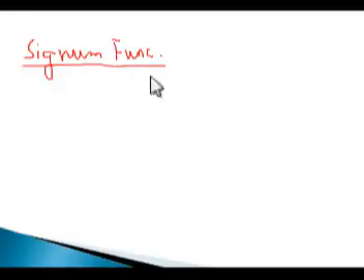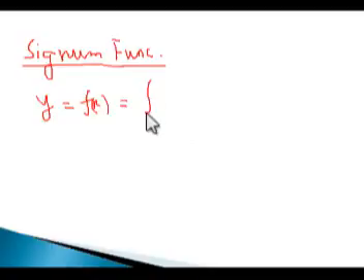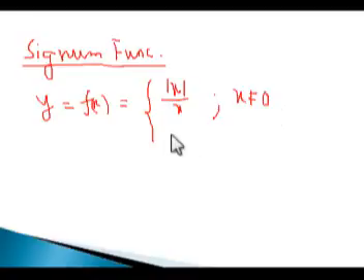Signum function is defined in this way: y is equal to f(x), which is equal to mod of x by x for x not equal to 0, and 0 for x equal to 0.